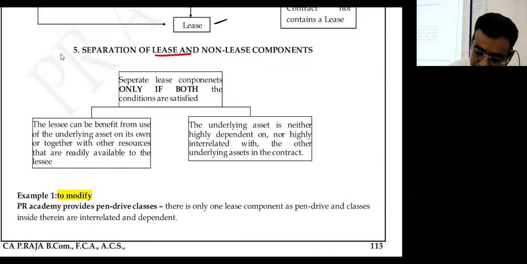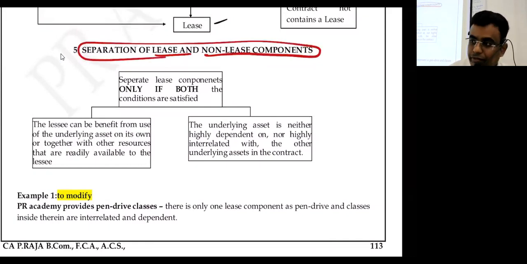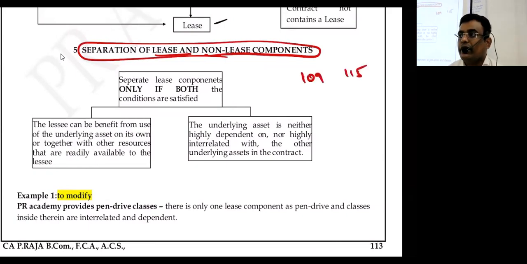Separation of lease and non-lease component. Again you can recollect 109 or 115. A hybrid financial instrument or compound financial instrument will be split into two. Like that, lease and non-lease can come together in a contract. Next, 115 separation of PO: I have to split one amount into two. There is a contract, and in that contract, lease plus non-lease both.